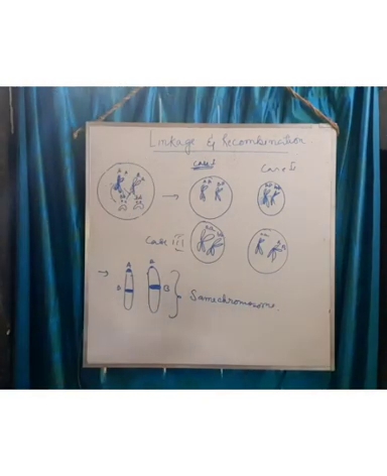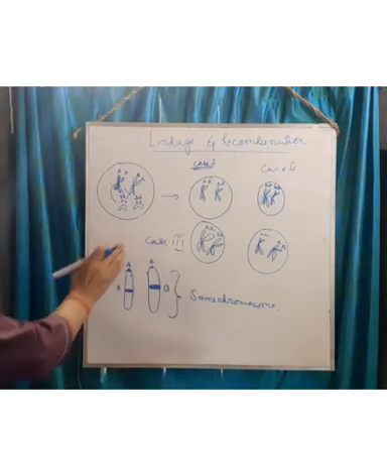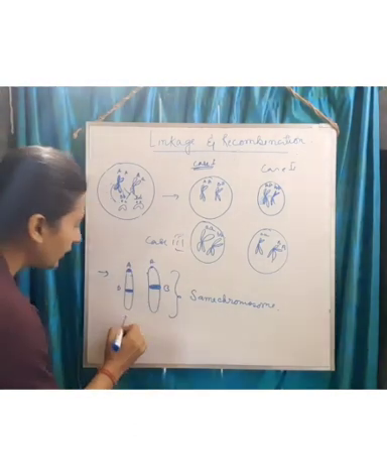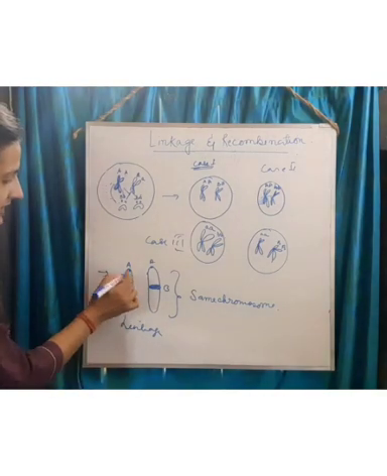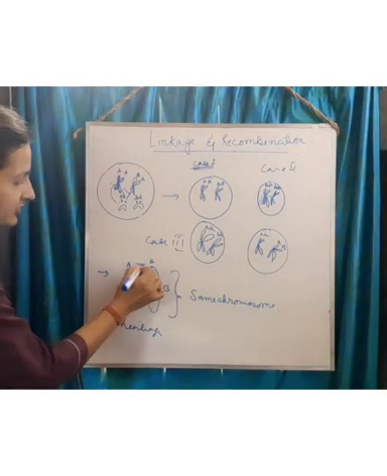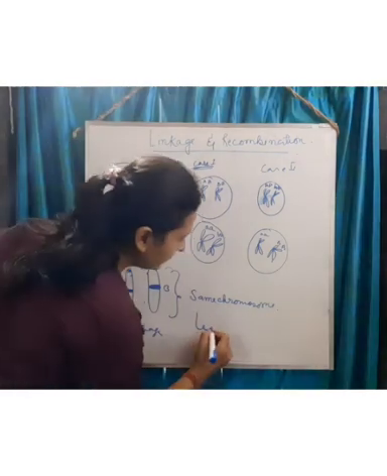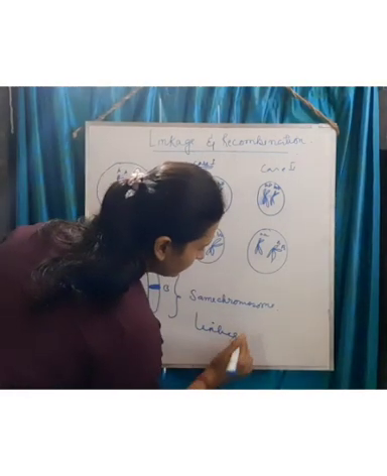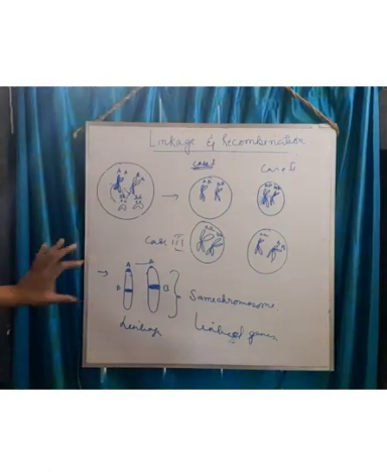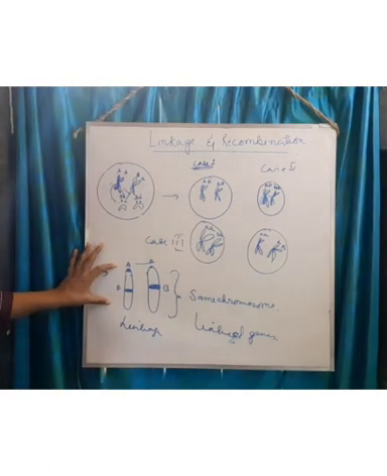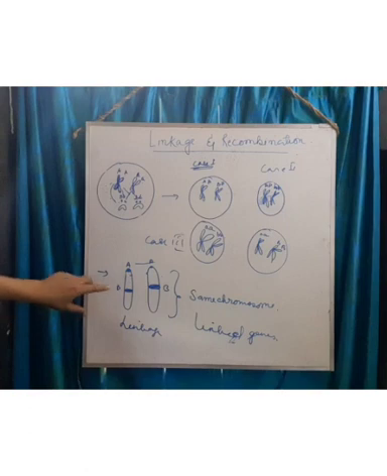Okay, this is the same chromosome. And this phenomenon is called linkage. And these genes, which are on the same chromosome, are called linked genes. Could you follow me? Why are they linked? Because they are on the same chromosome. Clear? And this is linkage because they are linked together.